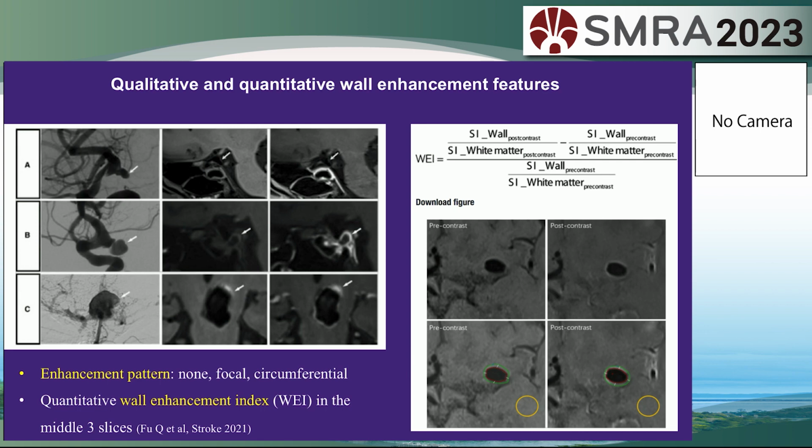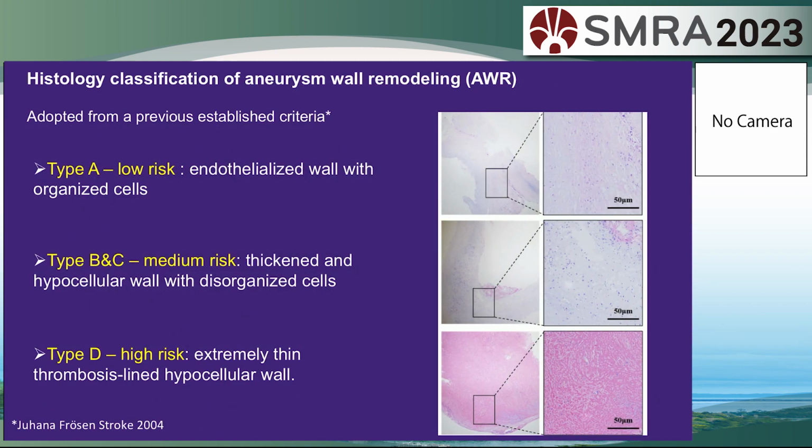Here we show how we do the qualitative and quantitative measurement of wall enhancement. On the left, we can see pre and post contrast: this aneurysm has no enhancement, this aneurysm has a circumferential enhancement, and this aneurysm has a focal enhancement. For the quantitative measurement, we use a wall enhancement index using previously published criteria. The histology types of wall remodeling were also adopted from a previous classic histology paper.